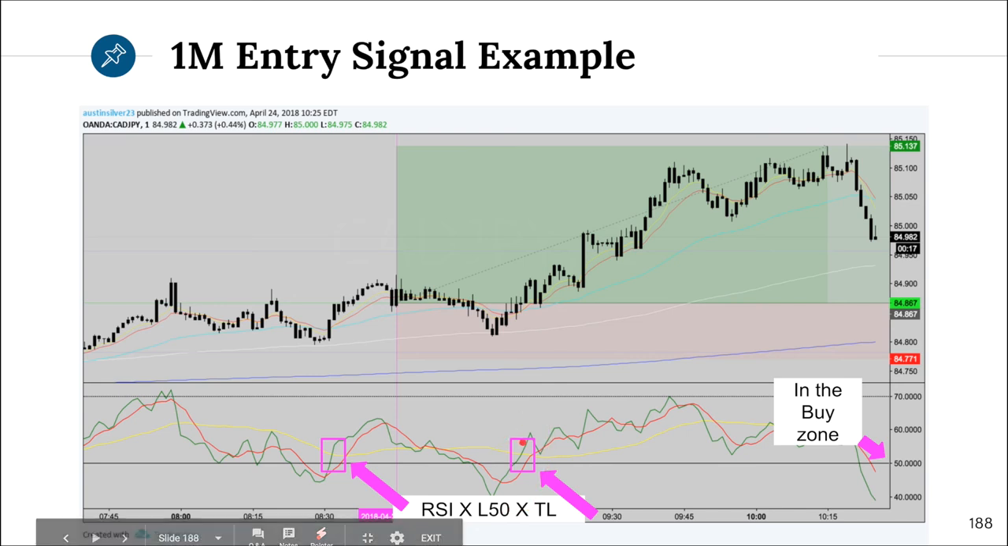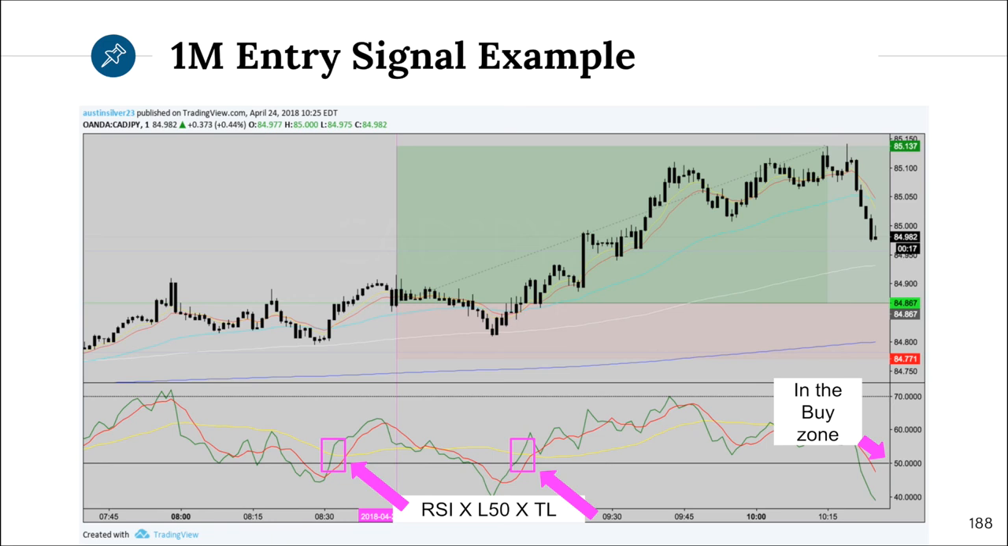So at this point, guys, you should understand the S2 is very, very, very simple. The RSI cannot have hit overbought or oversold depending on which way you're trying to trade it. You need it to cross through the liquid 50 and be above or below the trend line, again, depending on which way you're trying to trade it. And it needs to be in the proper zone. Buy zone for going long, sell zone for going short. The entire S2 pattern, you now understand.